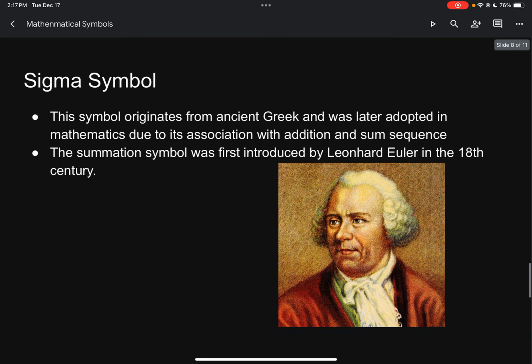Another popular notation or symbol is the sigma symbol, which originates from ancient Greek and was later adopted in mathematics due to its association with addition and sum, as in the Riemann sum. The summation symbol was first introduced by Leonhard Euler in the 18th century.